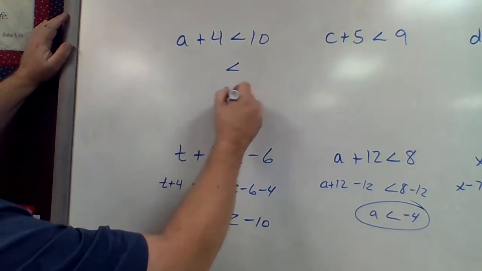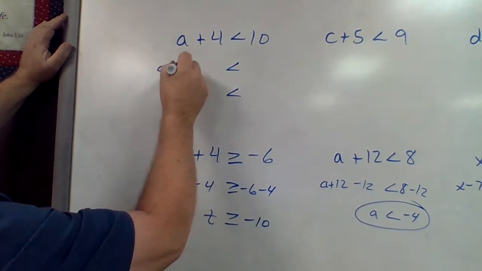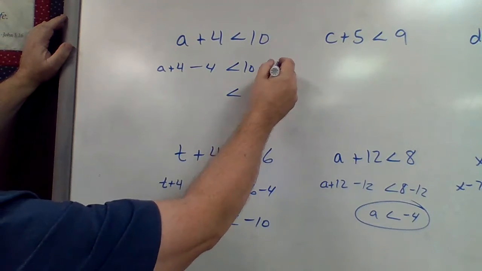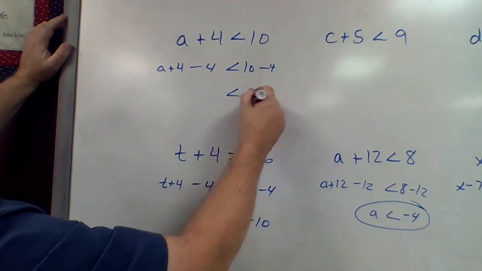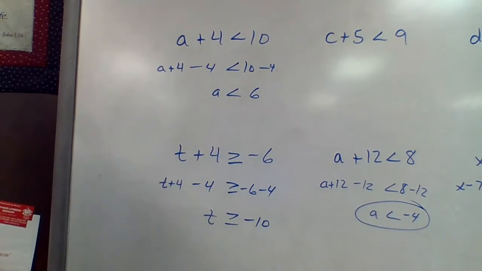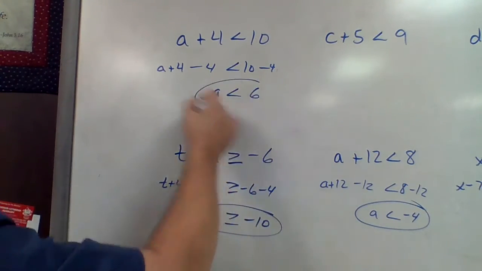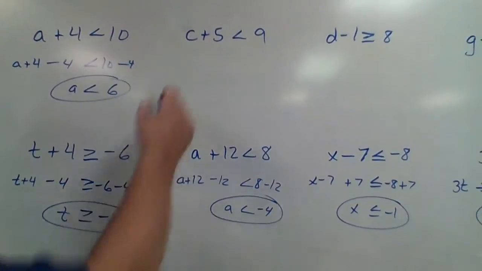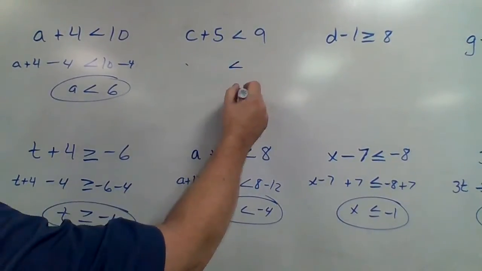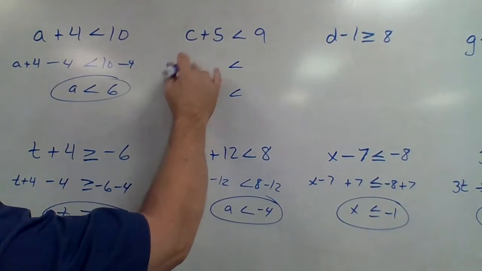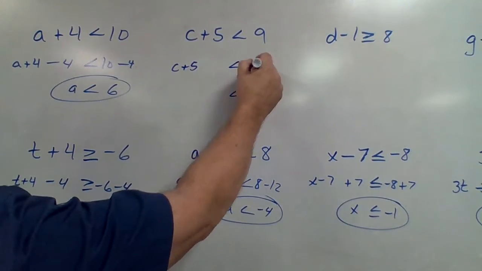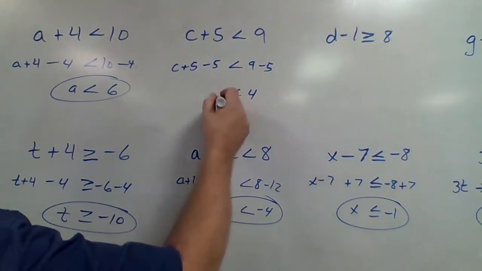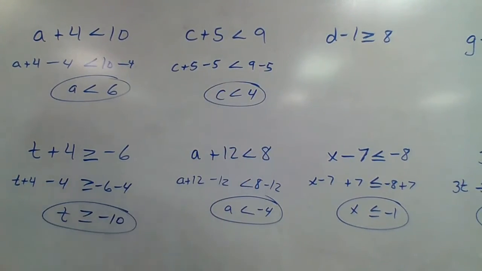Here, I'm going to write the symbols. I'm going to write the problem, but I'm going to leave some space. I'm going to subtract 4 from both sides. I get an a value of 6. How about this one? I'm going to write the symbols, write the problem, but leave some space. I'm going to subtract 5 from both sides, and I get a c value that's less than 4.